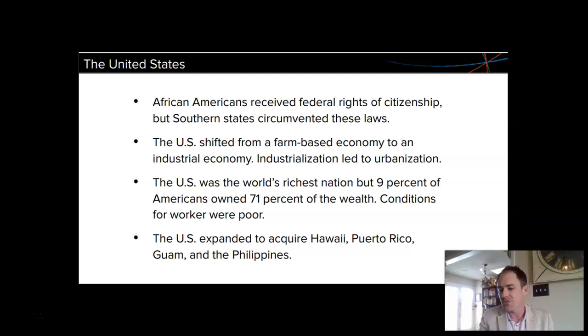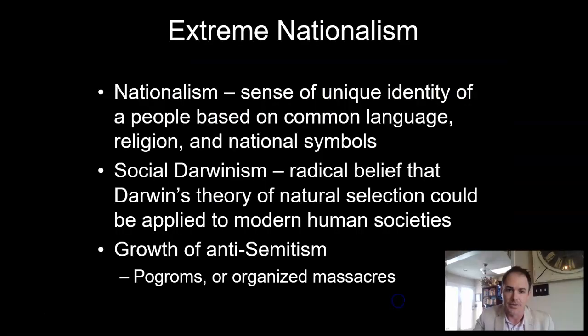The United States is also shifting, as we talked about previously, to an industrialized and urbanized society, and they're going to get in on this colony taking business too, especially in 1898 after they acquire Hawaii, Puerto Rico, Guam, and the Philippines. But the focus of this lesson is mostly on European imperialism.